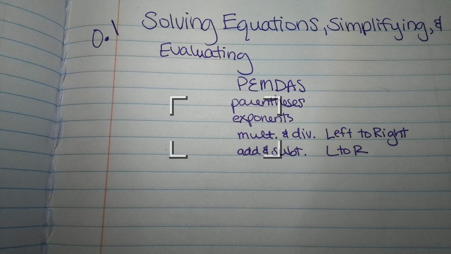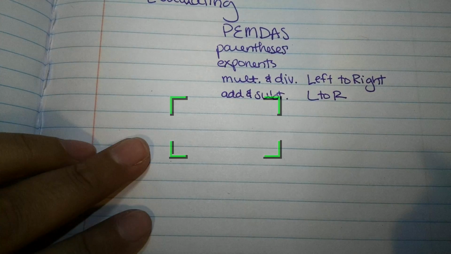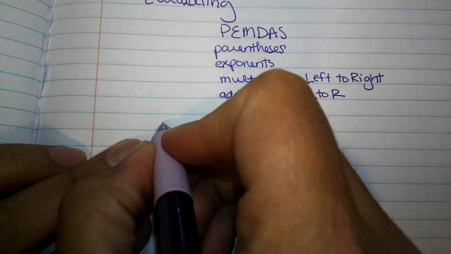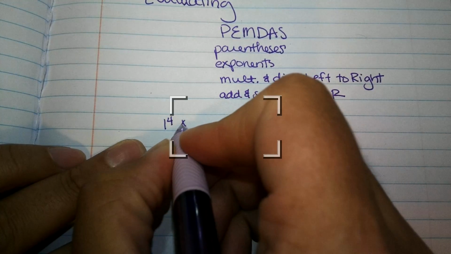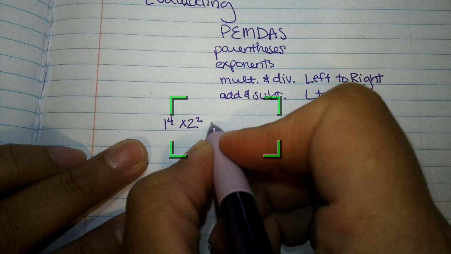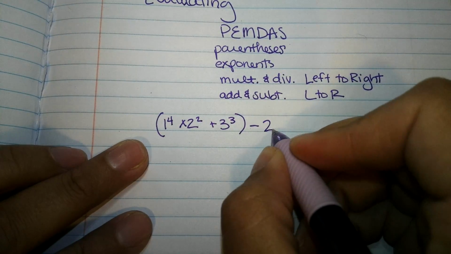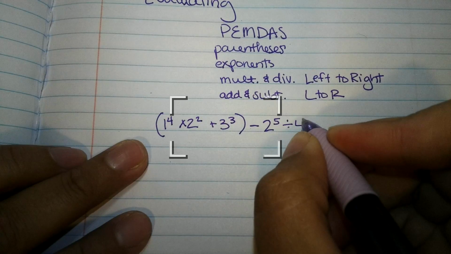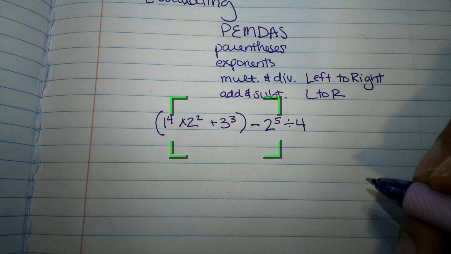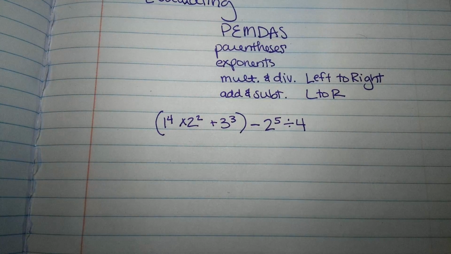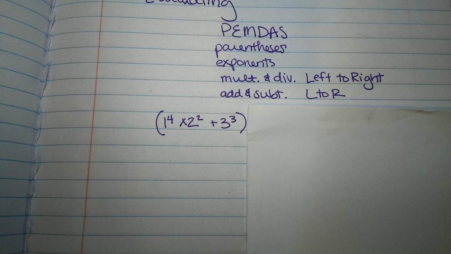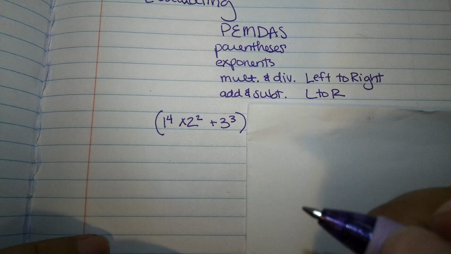Okay, hopefully that's a review. So our first problem, our only problem on PEMDAS, on the order of operations, we've got 1 to the 4th times 2 to the 2nd plus 3 to the 3rd. I'm going to throw that in parentheses, minus 2 to the 5th divided by 4. Okay, so if I look at parentheses first, that means I can cover up the stuff that's not in the parentheses. Now I look at that. There are no more parentheses inside the parentheses. I do have exponents, so I'm going to take care of the exponents.